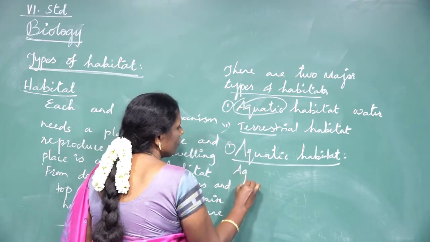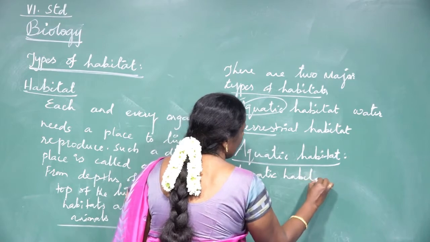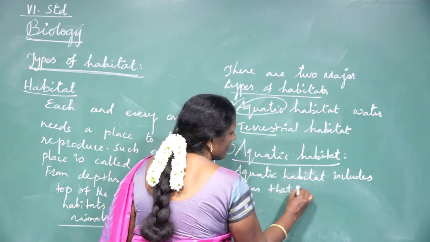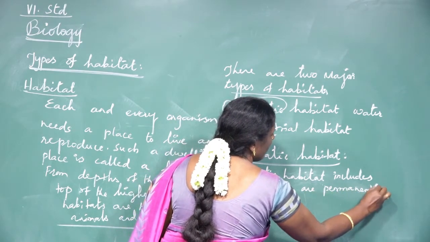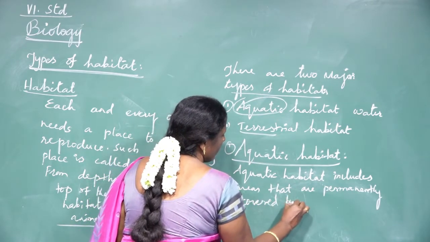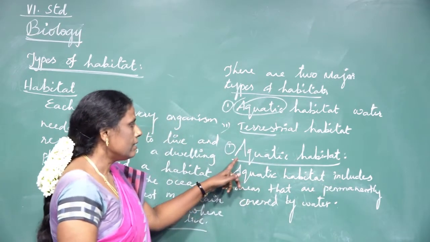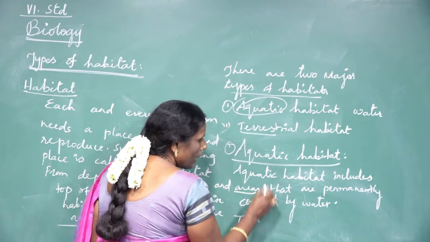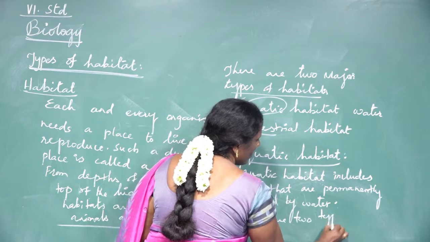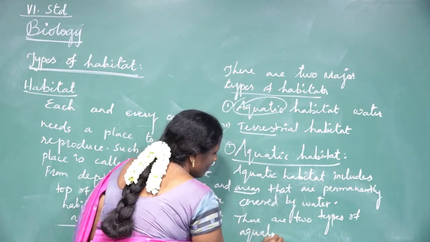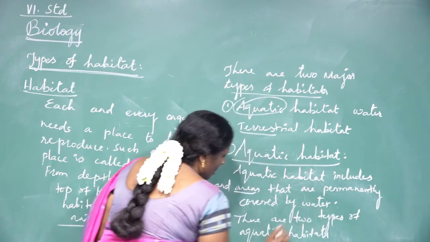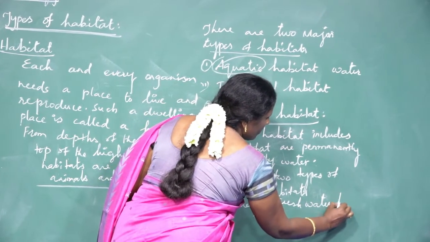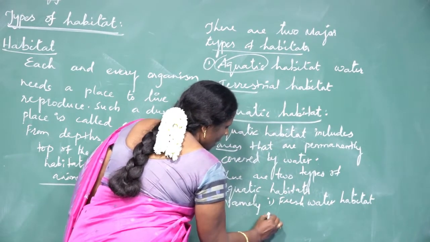Aquatic habitat includes areas that are permanently covered by water. Listen, Salam, what is aquatic habitat? Aquatic habitat includes areas that are permanently covered by water. There are two types of aquatic habitats, namely freshwater habitat and marine water habitat.